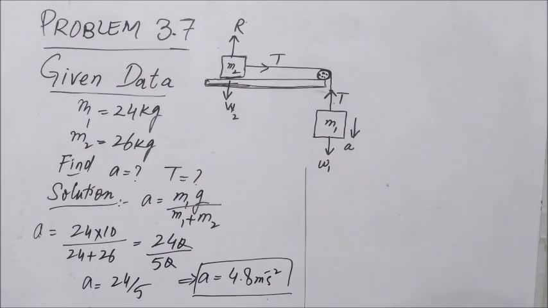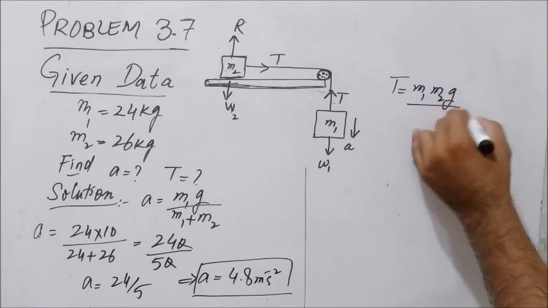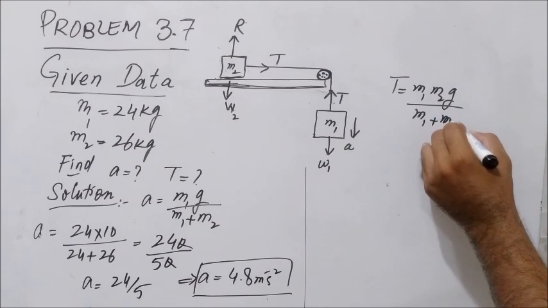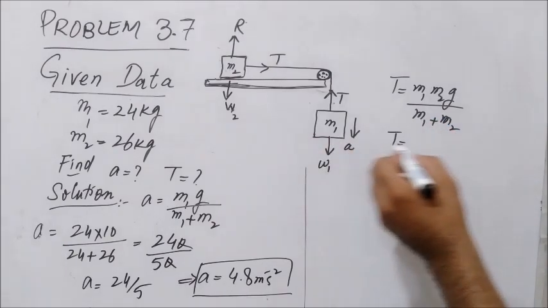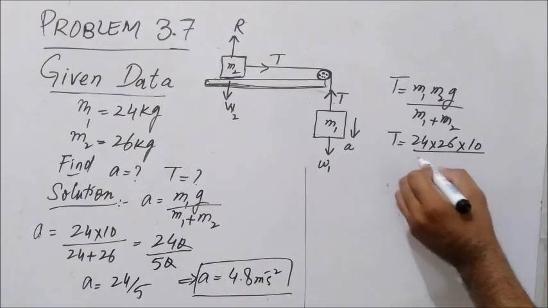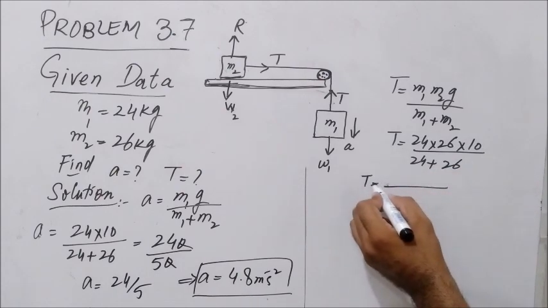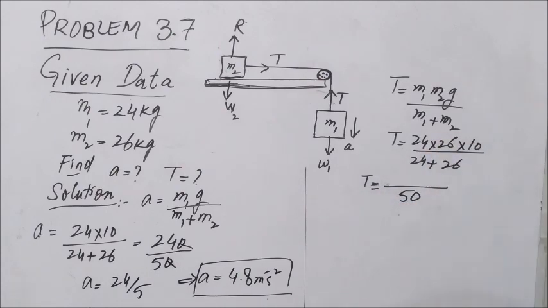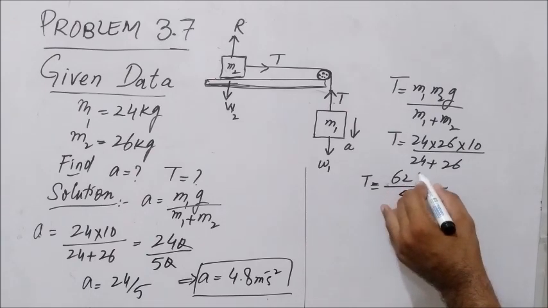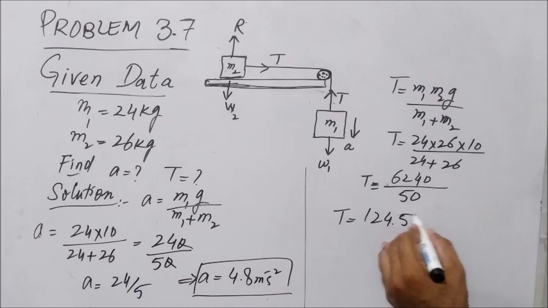Now to find tension in the string, the formula for the tension is m1 m2 g divided by (m1 plus m2). 24 multiplied by 26 multiplied by 10 divided by 24 plus 26. Here it will be 50, and by multiplying them we will get 6240, and by dividing it is 124.8 Newton.